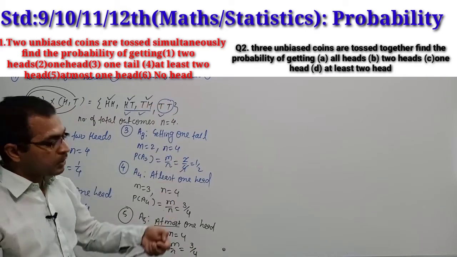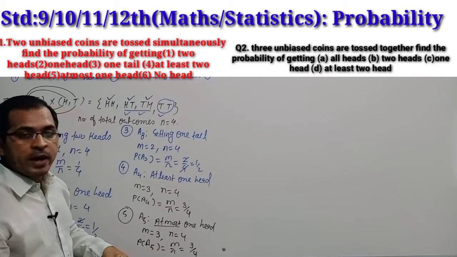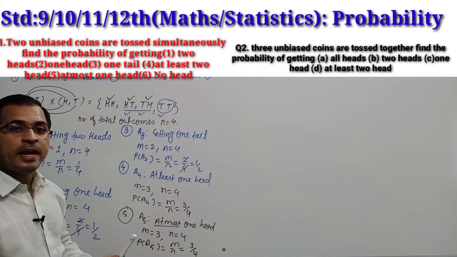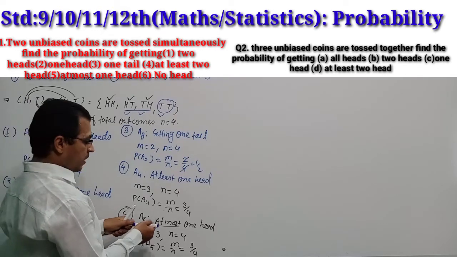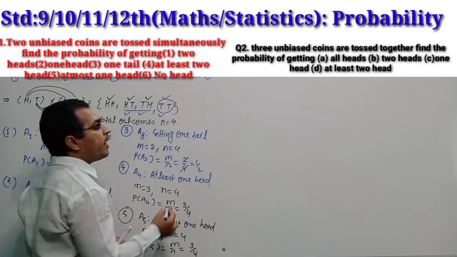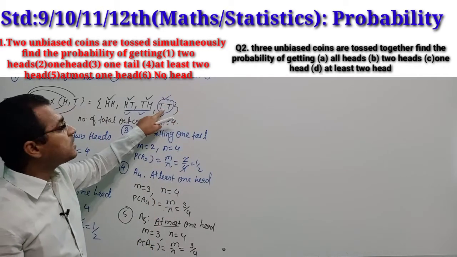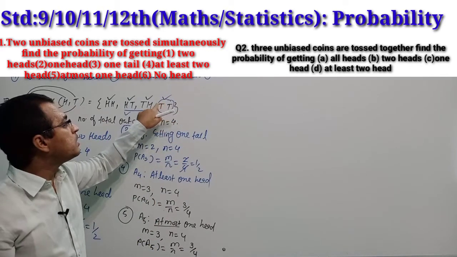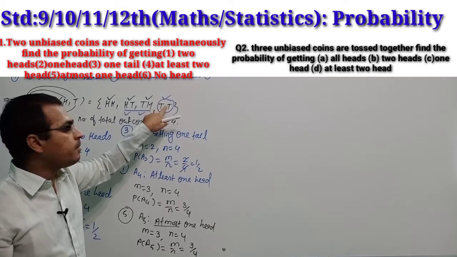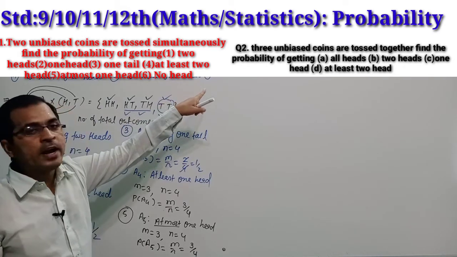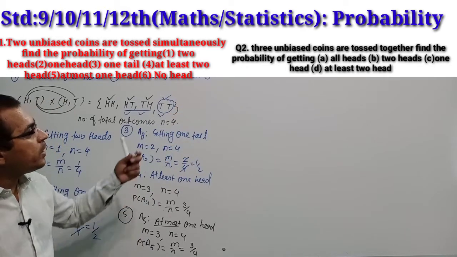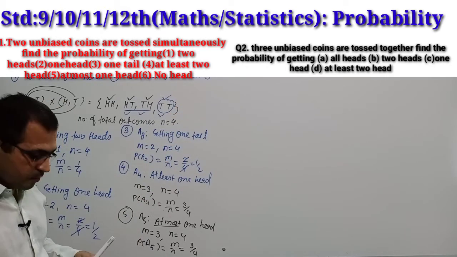Okay students, in question number 6, no heads. No head means the number of heads should be 0. So there is only one event with no head, so the answer will be 1 by 4. Because this is your favorable event, one time, and the total number of events is 4. So the probability of no head will be 1 by 4. You can do it by yourself.